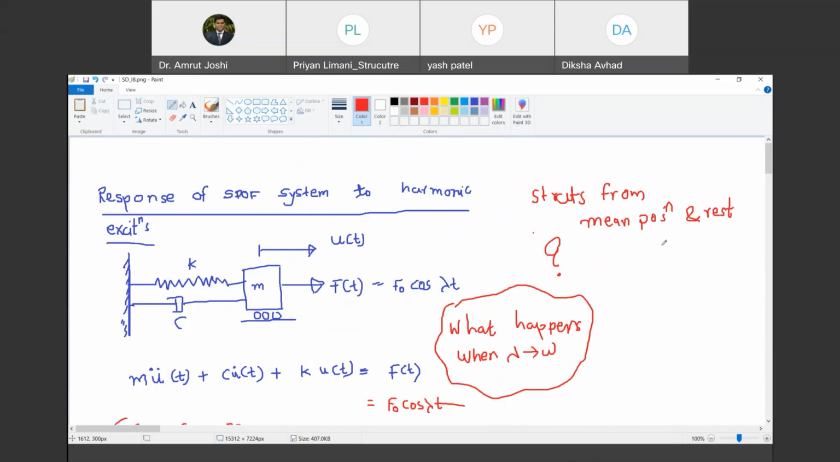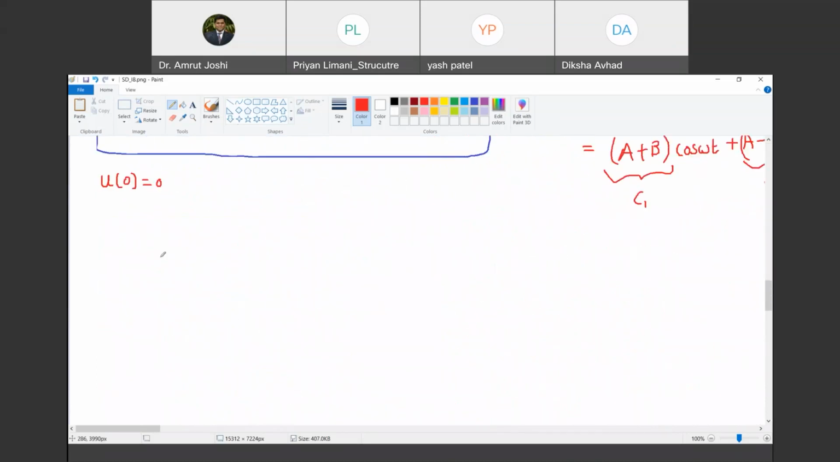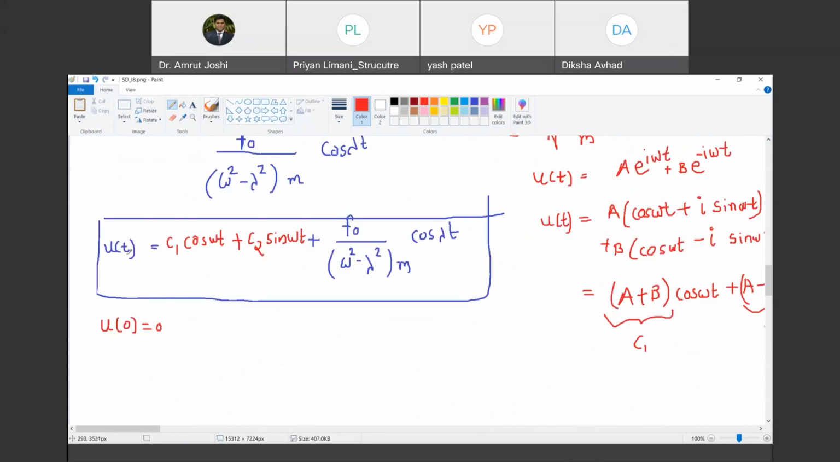Are you with me? So therefore we know that U of 0 is 0. If that is the case, I substitute t equal to 0 in this equation. So I get 0 equal to, cos omega t is going to be 1 because t is 0. So therefore this is going to be equal to C1 plus this term is going to vanish. Do you agree with me? C2 sin omega t is going to vanish. What happens to cos lambda t? T is 0. So cos lambda t becomes 1. So therefore we have C1 equal to F0 upon omega square minus lambda square into m.